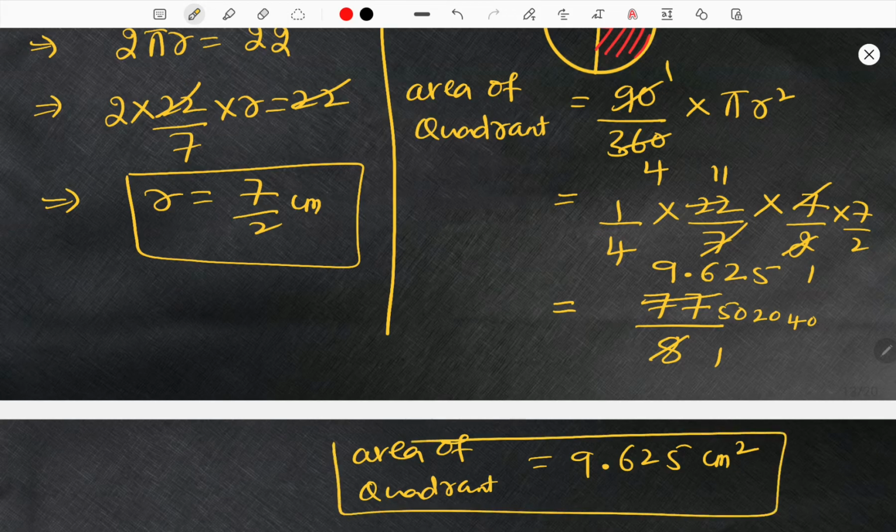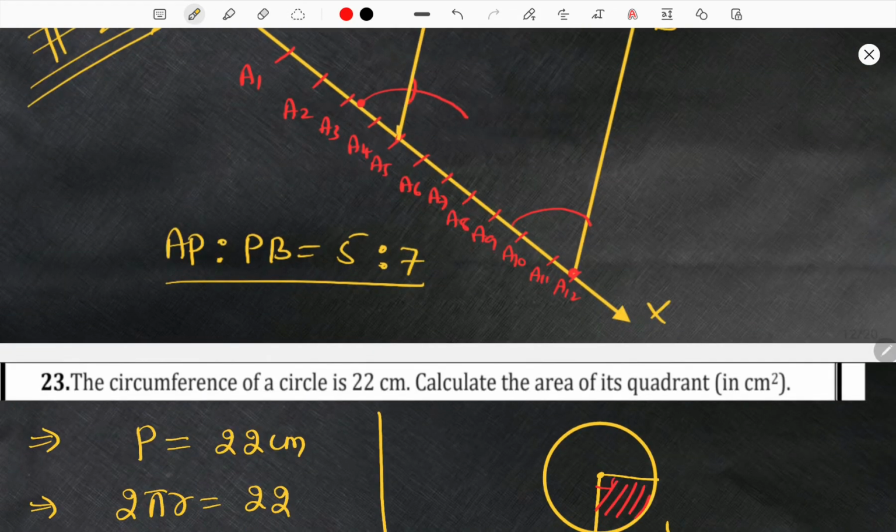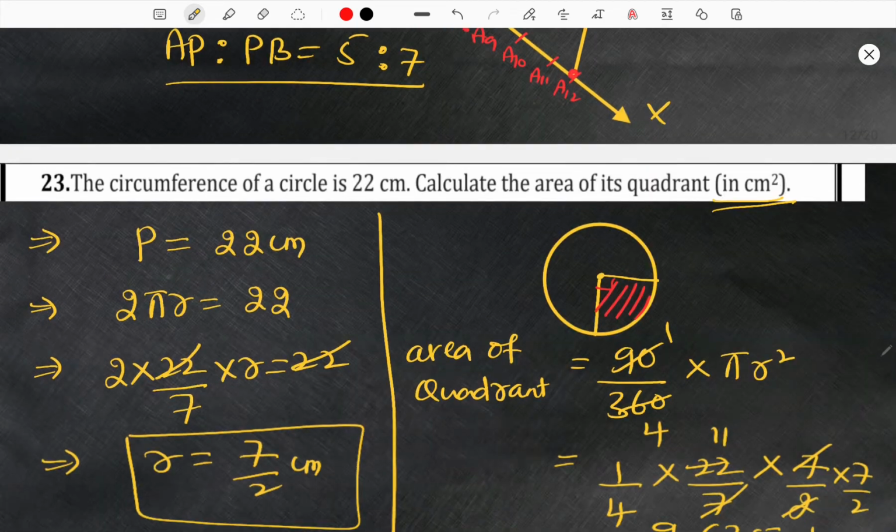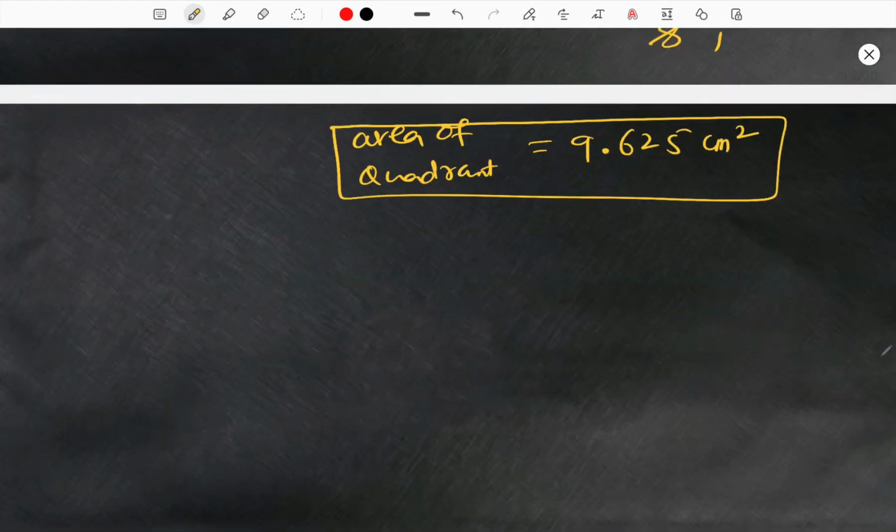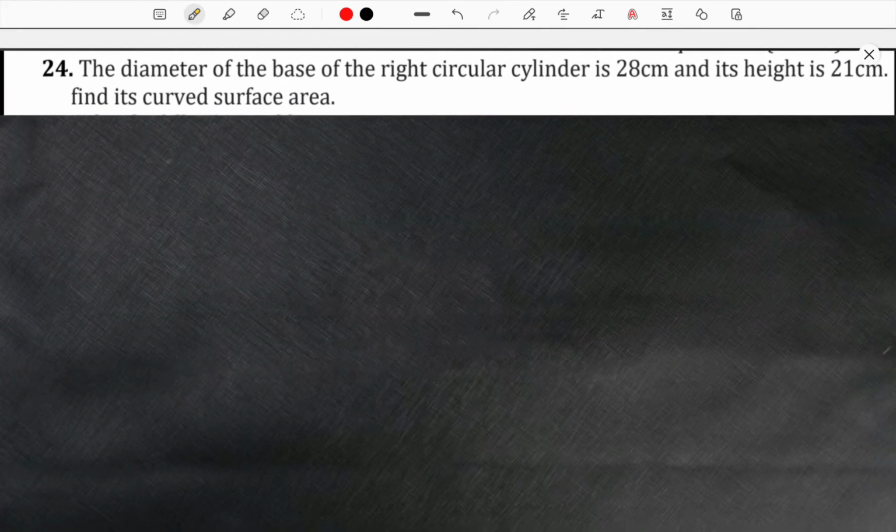Alright, they asked in centimeter square, no? So it was there in a centimeter square, and we have put the answer in centimeter square. Alright, moving forward to the last question. 8 questions will be there from 17 to 24. Alright, let us look at this question.